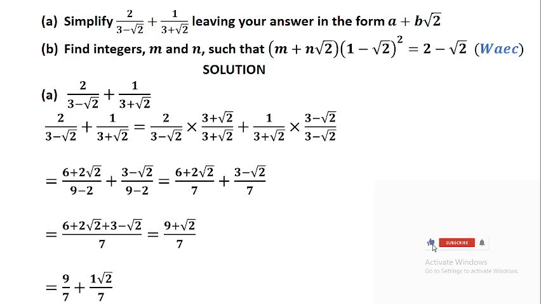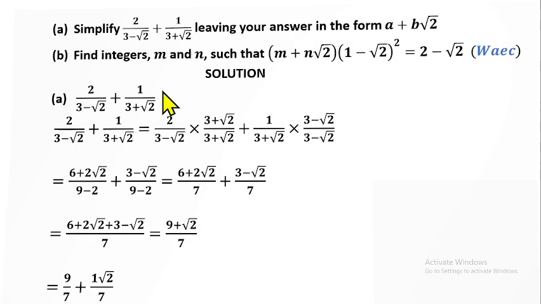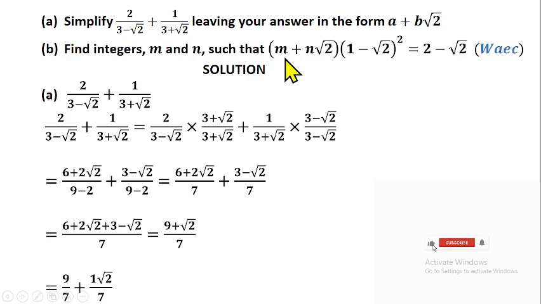When you split that, you have 9 over 7 plus root 2 over 7. That is the solution to this question, the A part. Now the B part, let's go back. Find the integers m and n such that this bracket multiplying this bracket is equal to 2 minus root 2.